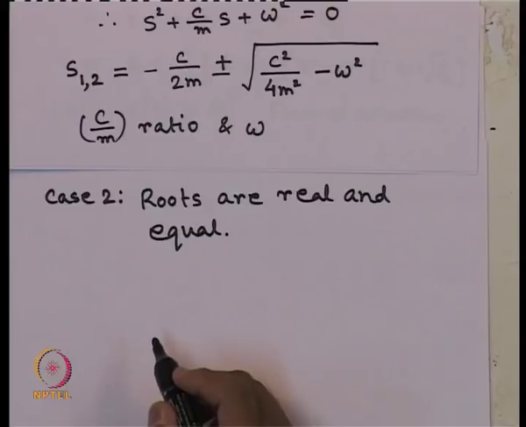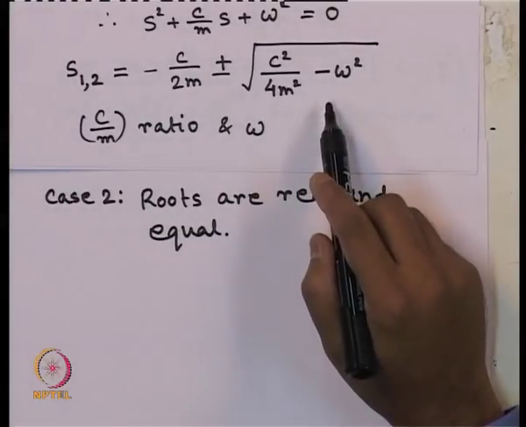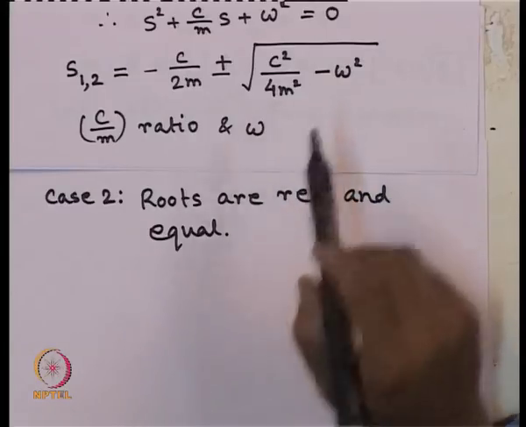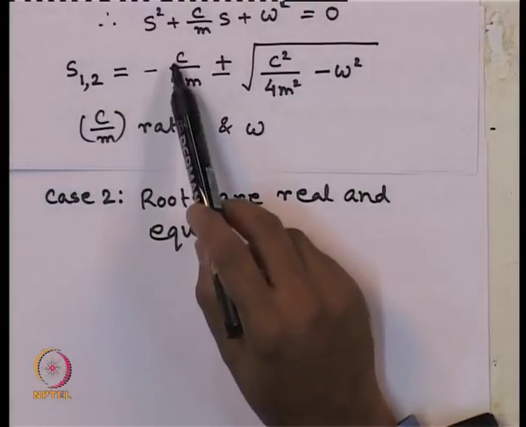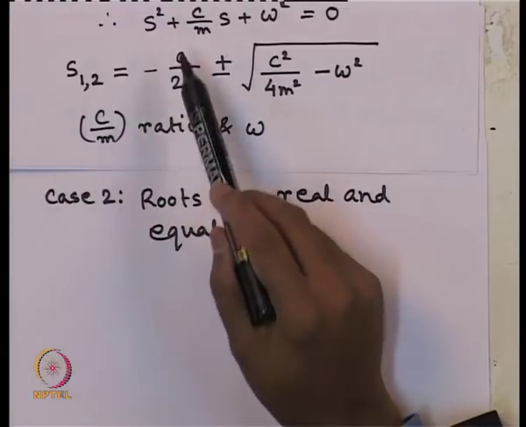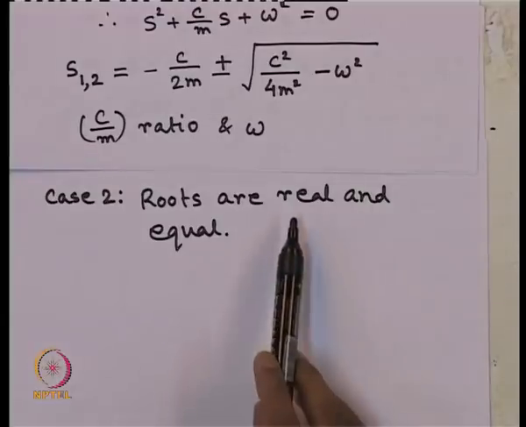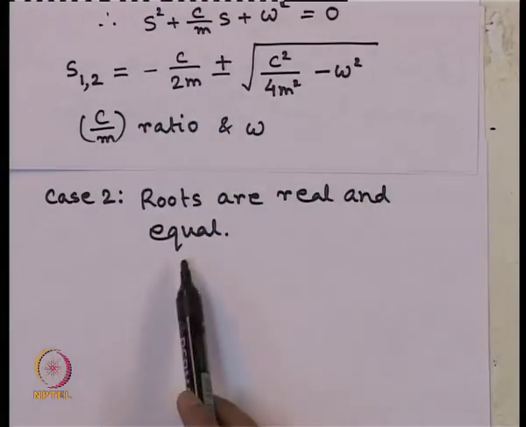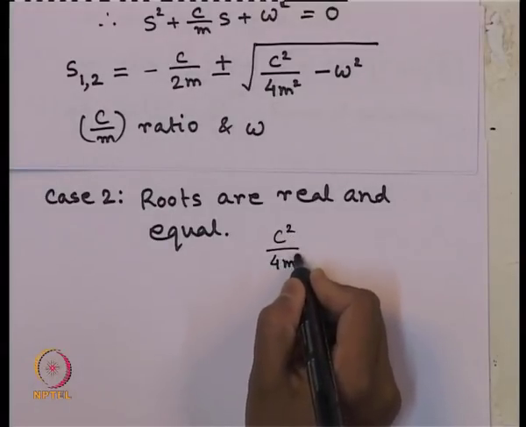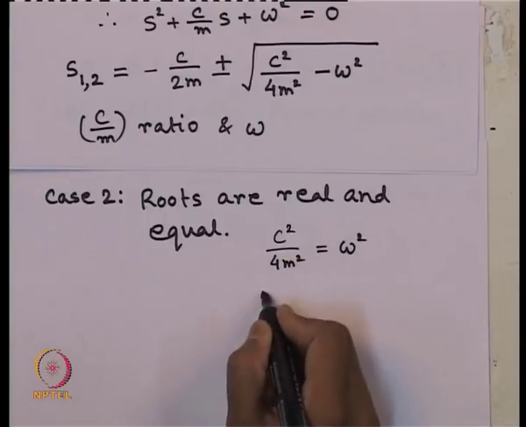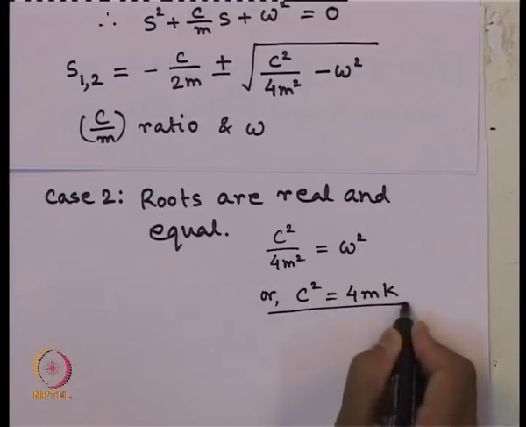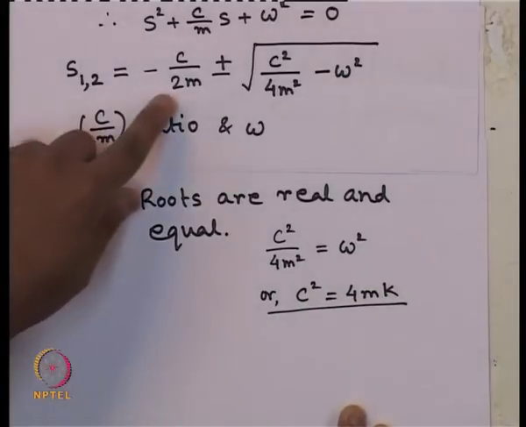When this condition will arise? When this under root term is 0. In that case, what are the roots? Root 1 will be minus c by 2 m and the root 2 will be the same value, minus c by 2 m. So, roots are real value, this is a real value and they are equal. So, the condition for this is c square by 4 m square equals to omega square or c square equals to 4 m k. This is the condition to have roots real and equal.